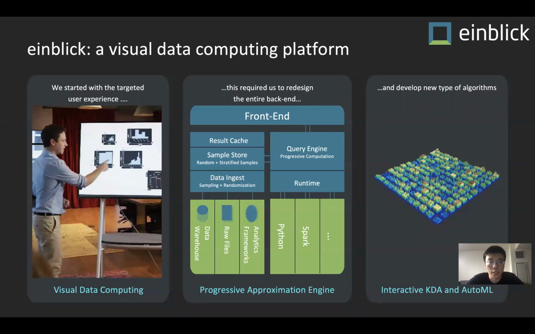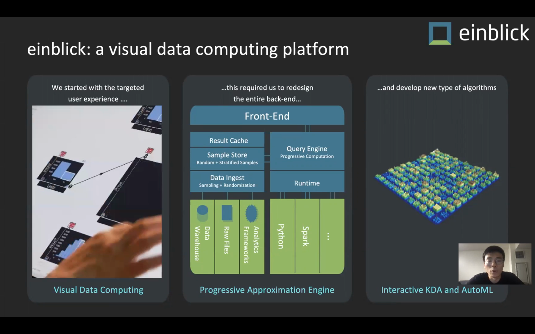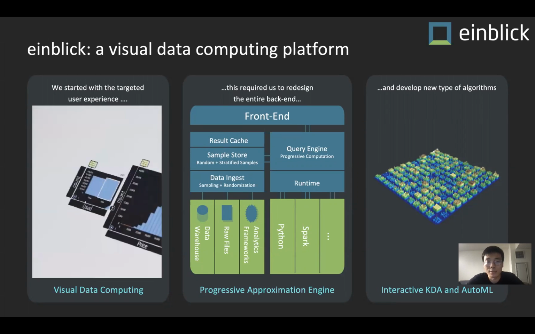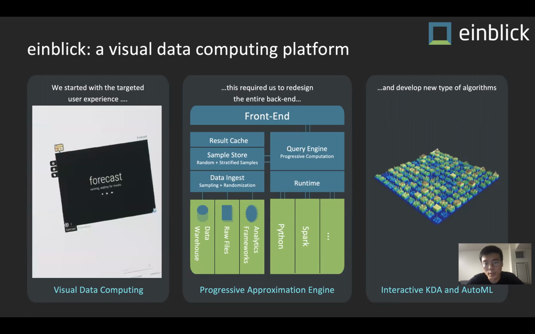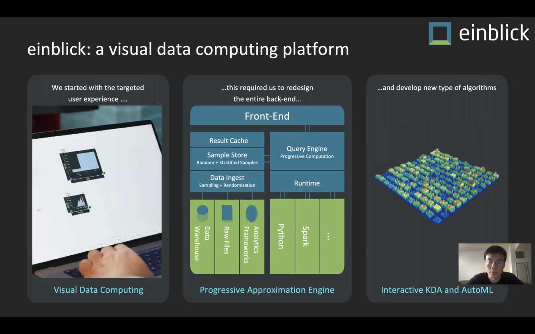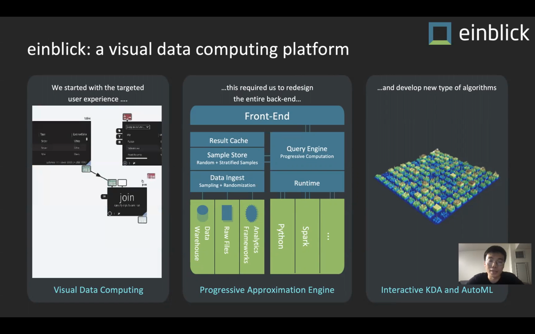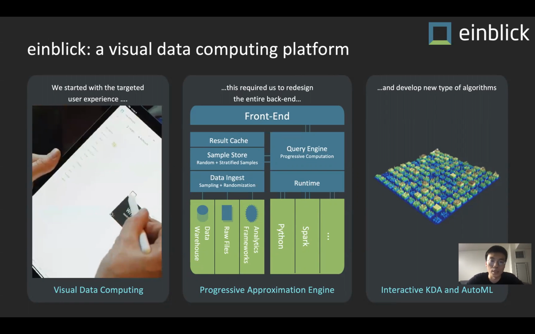Einblick offers a visual data computing platform. Visual data computing defines the way people interact with data through an interactive unbounded canvas. It enables people without a data science background to collaboratively work and play with data to take decision actions. And Davos is the backend progressive computation engine of the whole platform, which is in the middle.